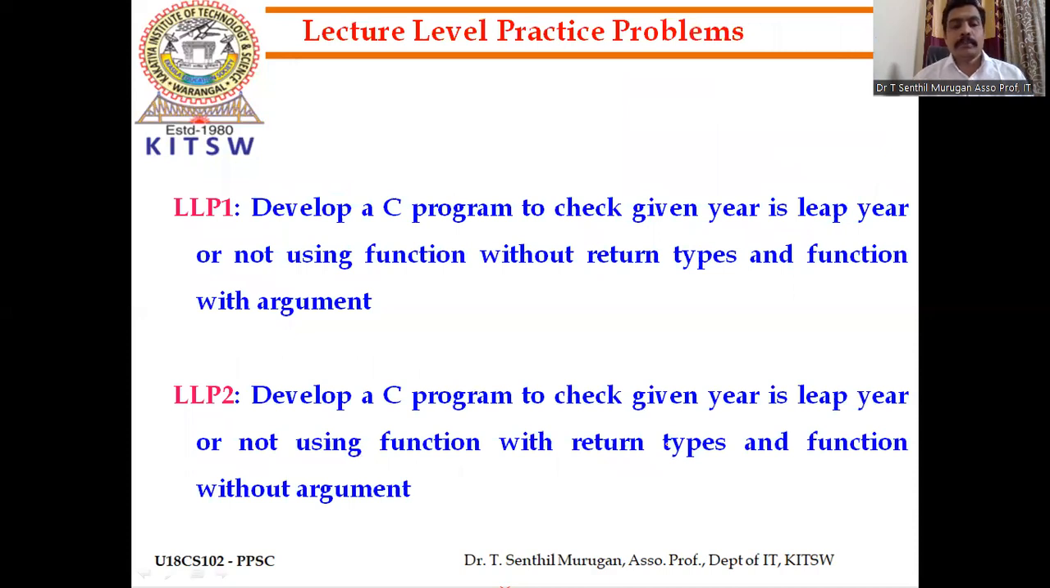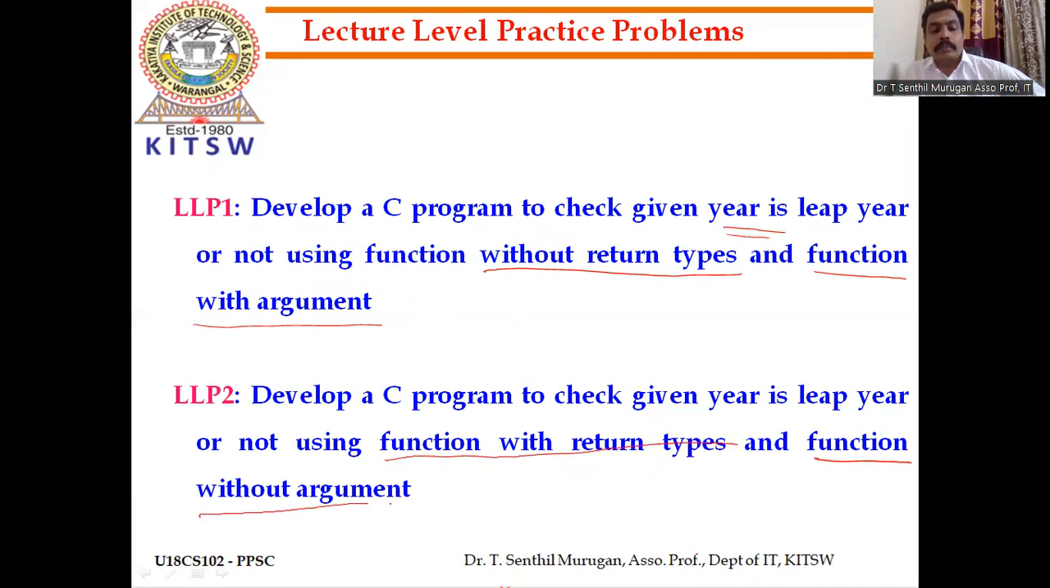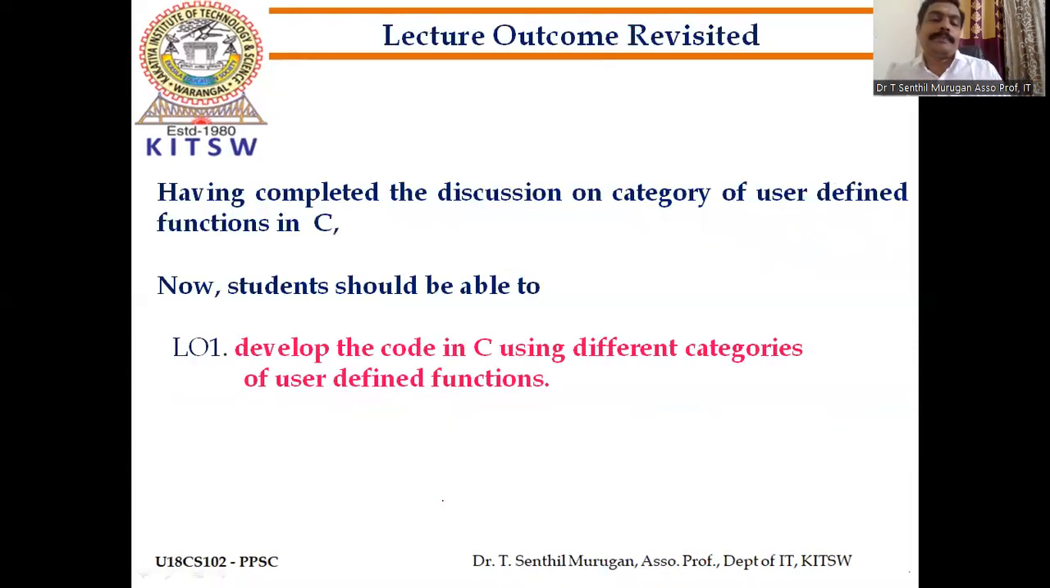Now we are at the lecture level problems. Develop a C program to check whether the given year is a leap year or not using a function without return type and with arguments. Using this category, you can write the program for finding the leap year. And develop a C program to check whether the given year is a leap year or not using another type: a function with return type and without argument. Using this category also, try to find whether the year is a leap year or not.